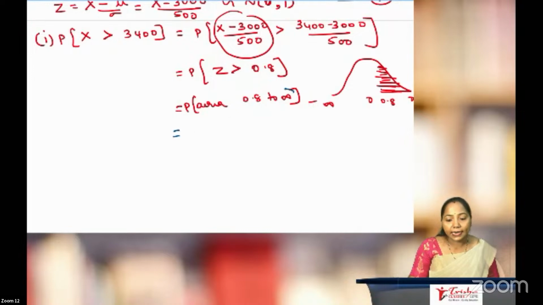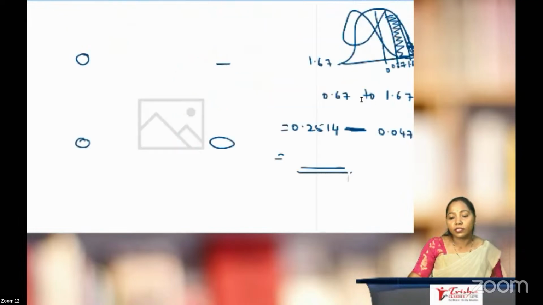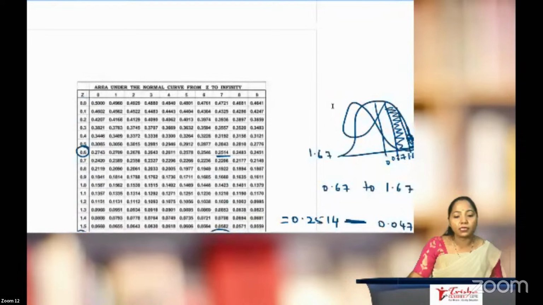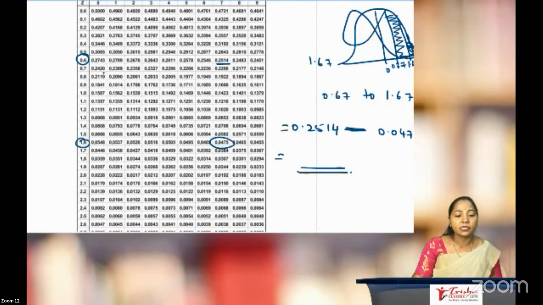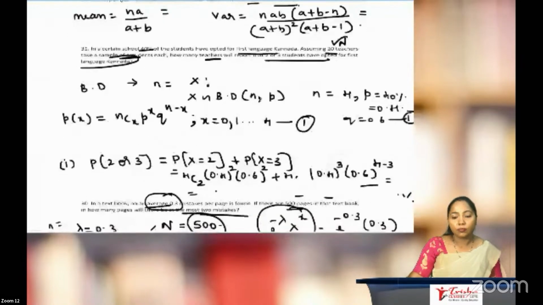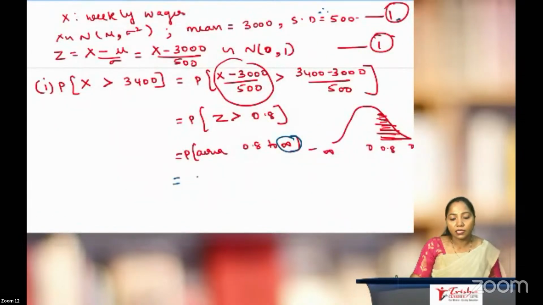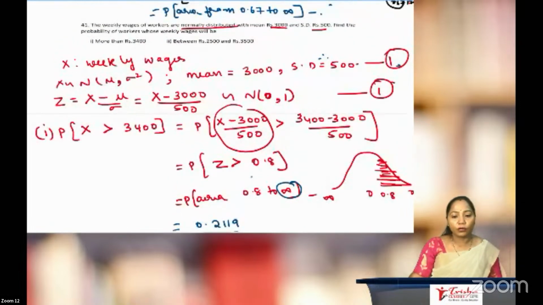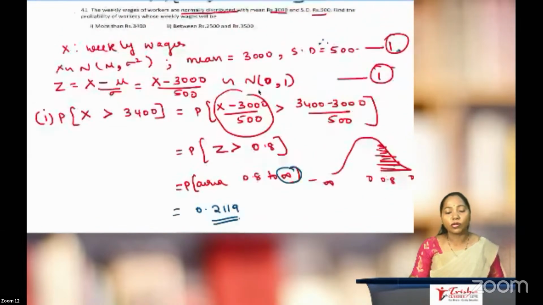Whenever it ends with an infinity, we refer to the table. It should end with an infinity, then only we can refer to the table. So for 0.8, go for the normal distribution table. 0.8 is a positive value for z. 0.8 under 0 will be 0.2119. So our answer is 0.2119. They are asking us to find the probability, not to find any expectation or percentage, so that will be the answer.